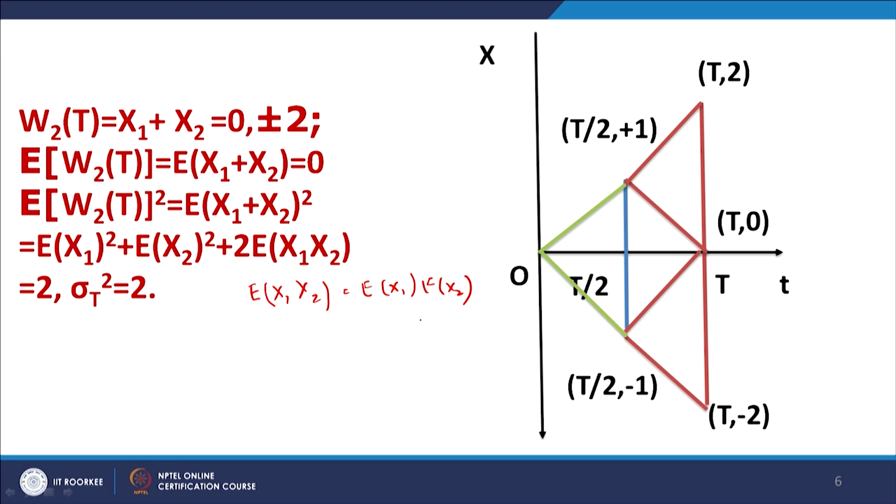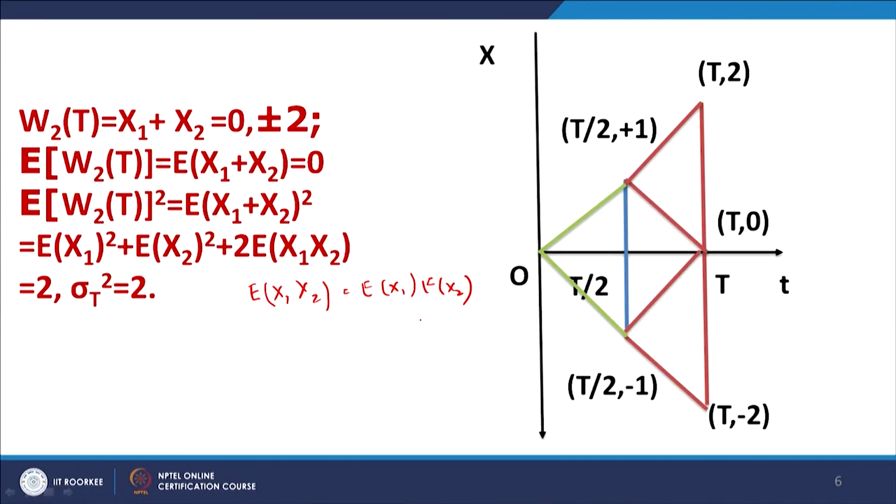So, what we end up with is that E of W2 squared is equal to 2, and that is the variance of the possible values that the system can take at time t equal to capital T, if it makes two jumps at equidistant points in time, t by 2 and t is equal to T.